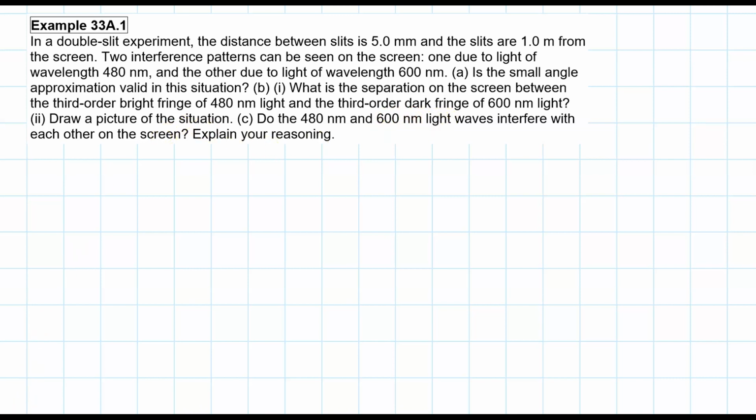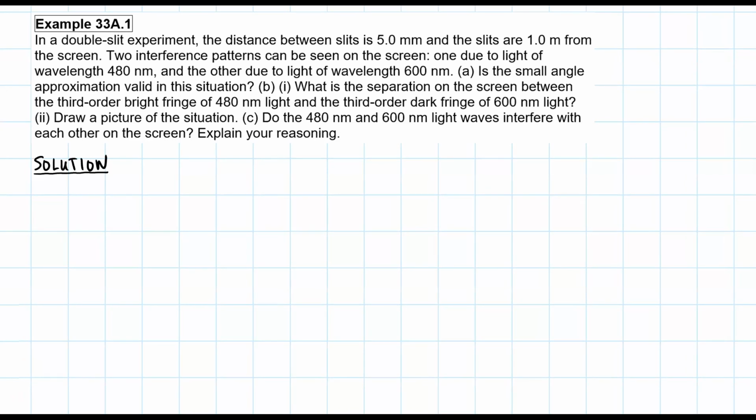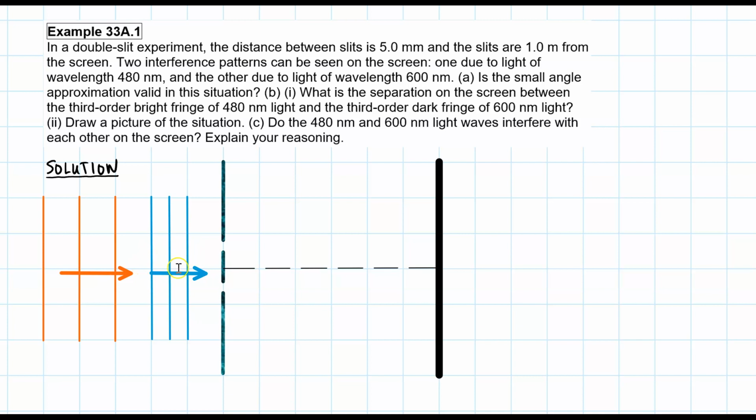Explain your reasoning. Let's draw a sketch of the two-slit interference geometry and also look at the numbers for the problem. Picture-wise, I see blue light coming in, orange light impinging on a surface right here, and then I have a screen. So it tells us that the slits are 5 millimeters apart and that the screen distance is 1 meter from the slits. Let's put those values in. So I have my slit separation and I have my screen distance.